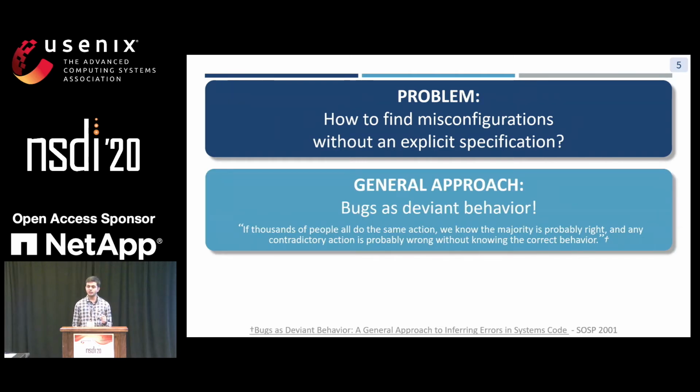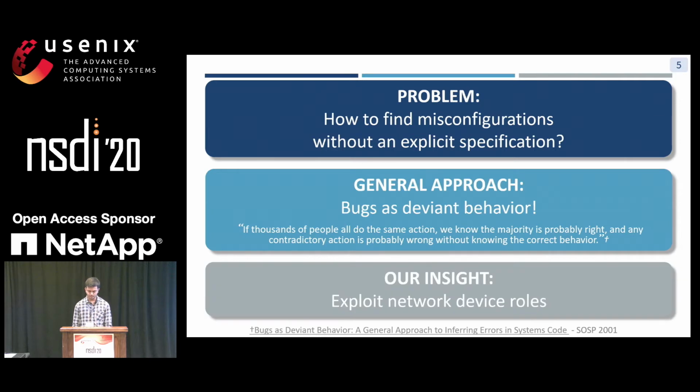Here, we are inspired by the software paradigm bugs as deviant behavior, which simply put states that if you don't know what the correct behavior is, but you notice that thousands do X and one does Y, then it's very likely that X is the intended behavior and that the one which is doing Y is probably misconfigured. But how is this paradigm relevant even in networks? This paradigm is a natural fit for network configuration since by design, many nodes' configurations are intended to be highly similar to one another through designation of roles to devices. We exploit these network device roles to apply the above paradigm.